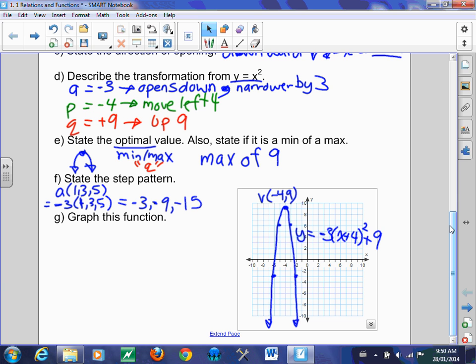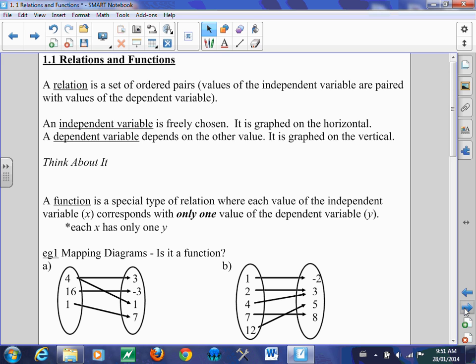Now today we're going to get into some mapping diagrams, and this is new stuff. Yeehaw! All right, lesson title 1.1, Relations and Functions. A relation, which we've been talking about, is a set of ordered pairs. Values of the independent variable are paired with the values of the dependent variable. And the independent variable, you should remember from grade 10, ladies and gentlemen, is freely chosen.